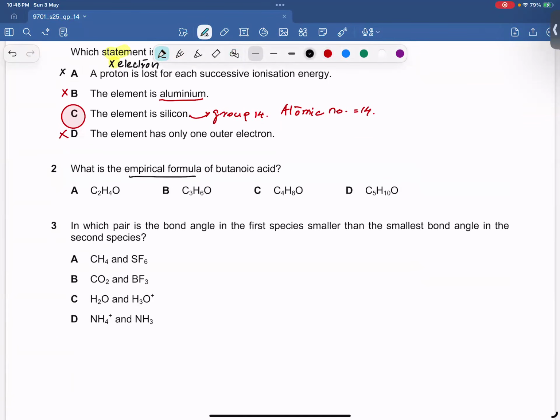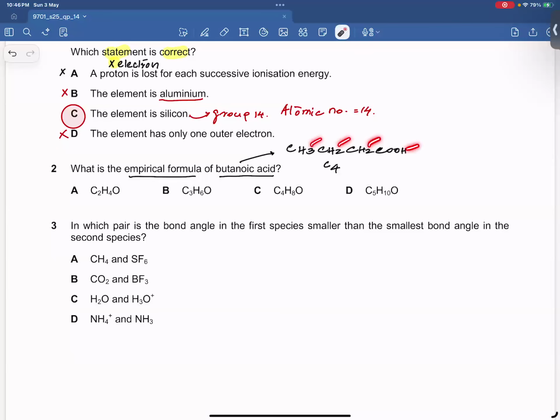Okay. Question number 2. What is the empirical formula of butanoic acid? First of all, let's talk about the molecular formula of butanoic acid. So this is butanoic acid, CH3, CH2, CH2, COOH. We have 4 carbon atoms in this formula. 3 plus 2, 5, plus 2, 7, plus 1, 8 hydrogen atoms and 2 oxygen atoms.